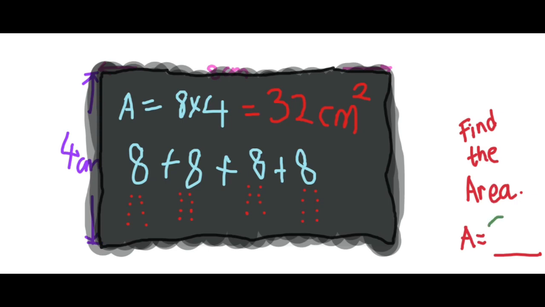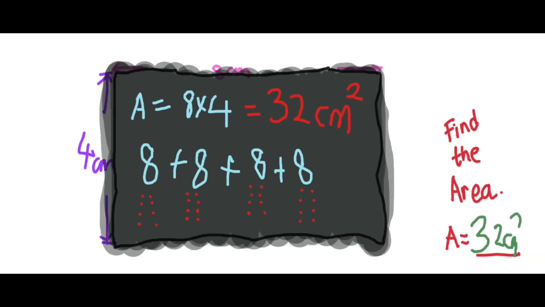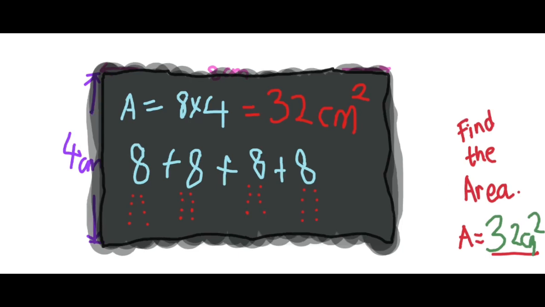Got it? So we painted the whole rectangle. So when we say find the area of the rectangle, that means how many part are you coloring. So the area that you covered, that is the area of the rectangle, and that is 32 centimeters square.